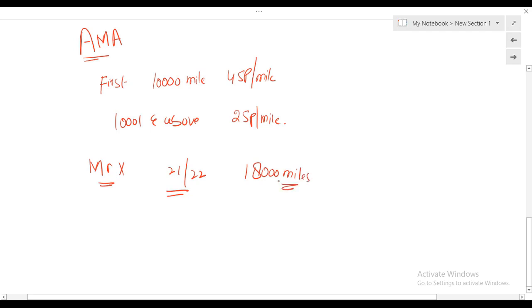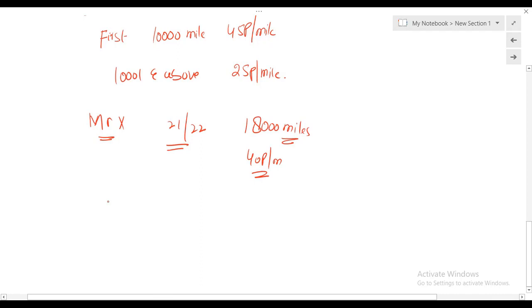for employment purposes. That is a lot of driving, 18,000 miles per year. And let's say his employer has paid him 40 pence per mile. Employer has reimbursed Mr. X 40 pence per mile. Now let us see how much Mr. X has received. Amount received: 18,000 into 0.4, it is 7,200.